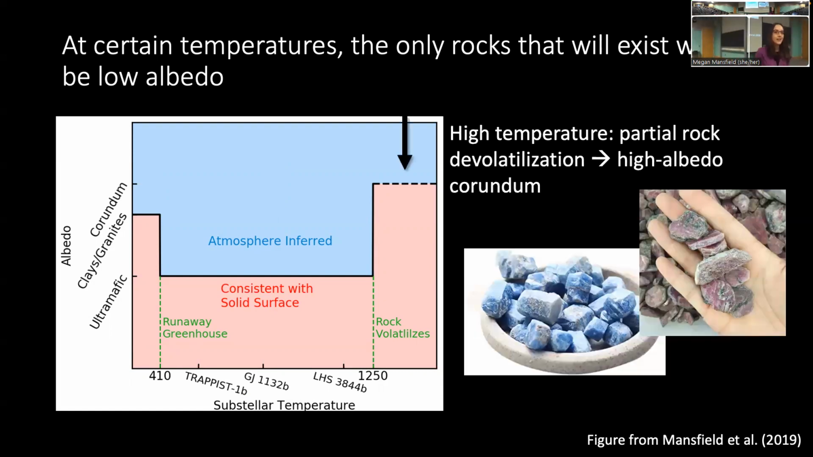And then it turns out that as you get to even higher temperatures, this assumption actually starts to break down again, because when you get to a substellar temperature of about 1250 Kelvin, the rock starts to partially devolatilize. So essentially at that temperature, what you're getting is a tenuous rock vapor atmosphere over a melting rock surface. And when the rock partially volatilizes, the more volatile parts of the rock evaporate out first, and what you're left with on the surface of the planet is corundum, or rubies and sapphires. And it turns out that that's pretty high albedo as well.